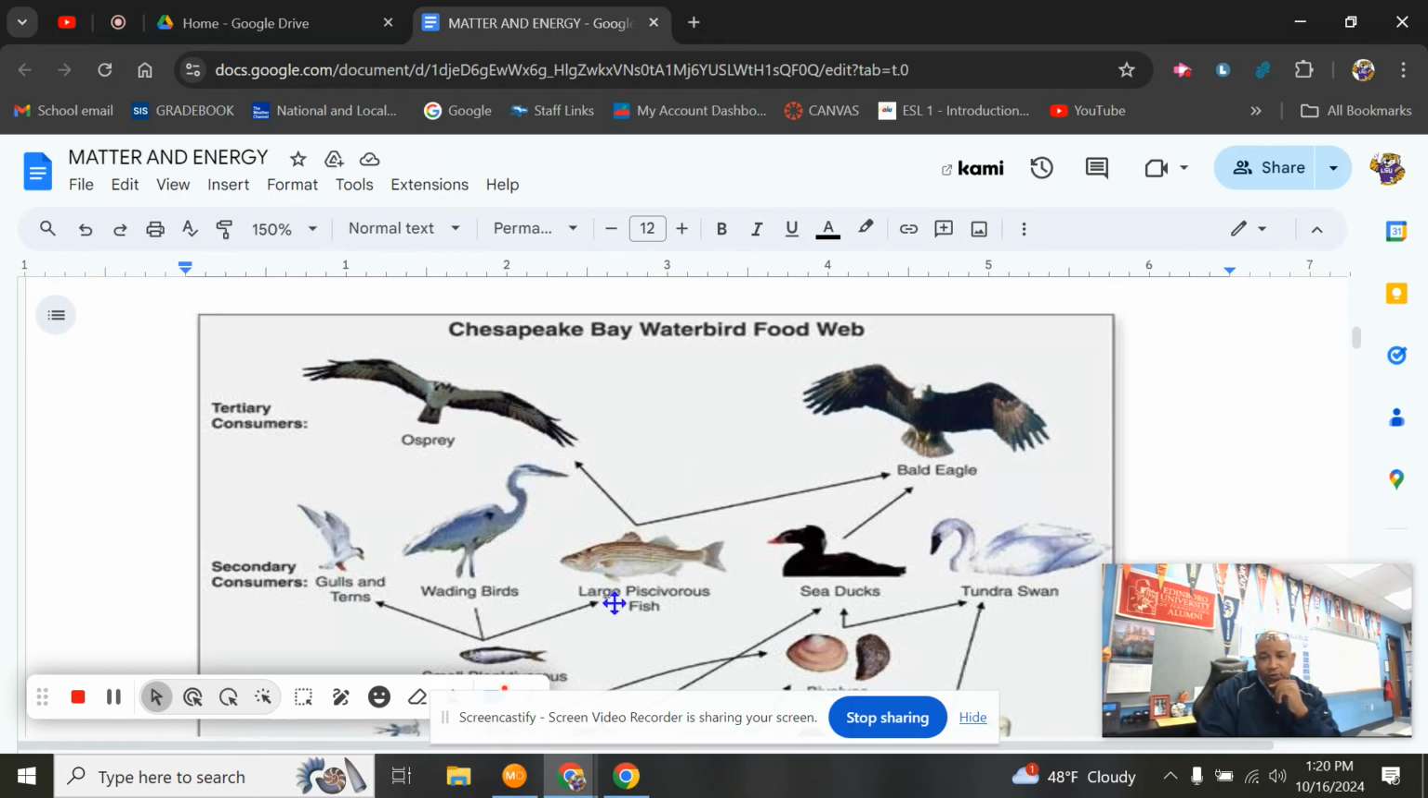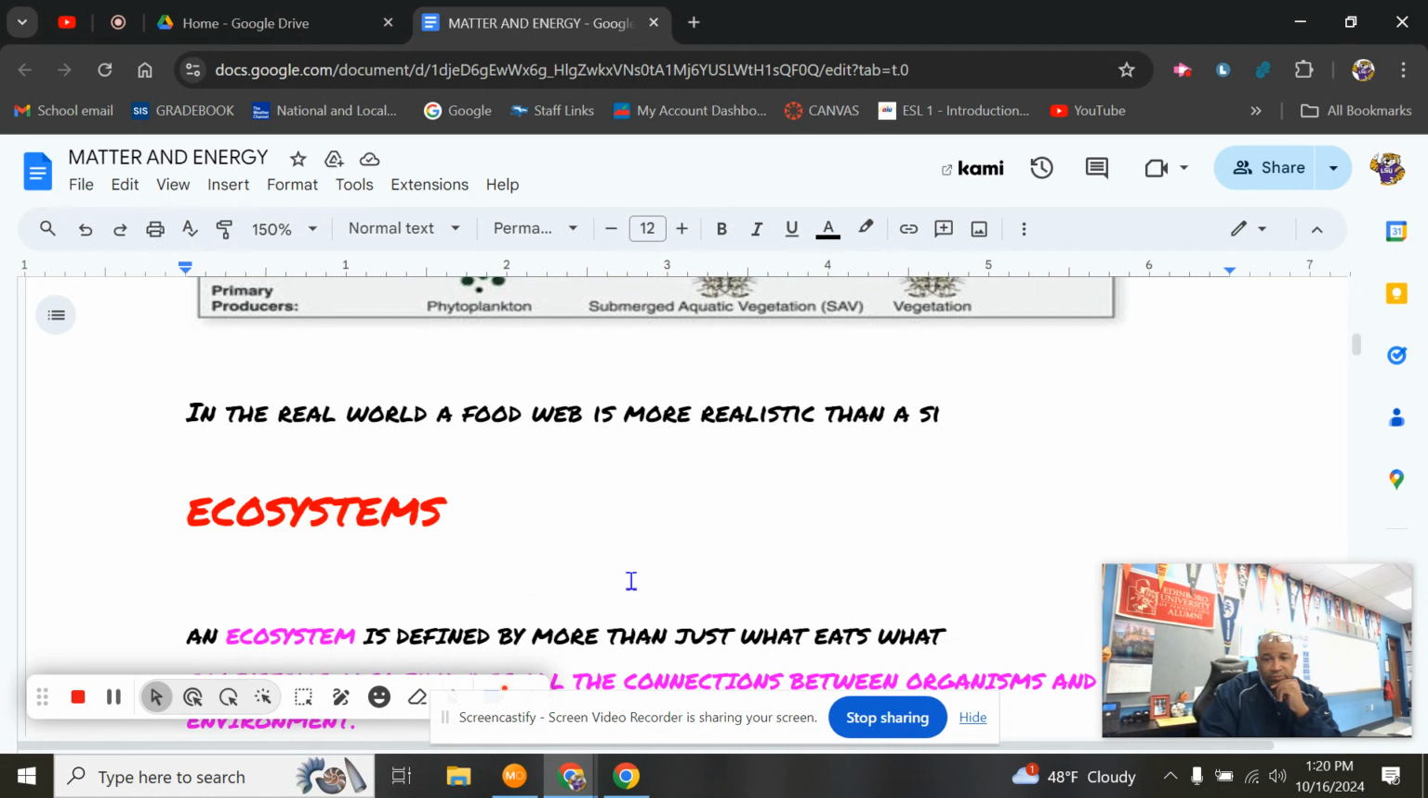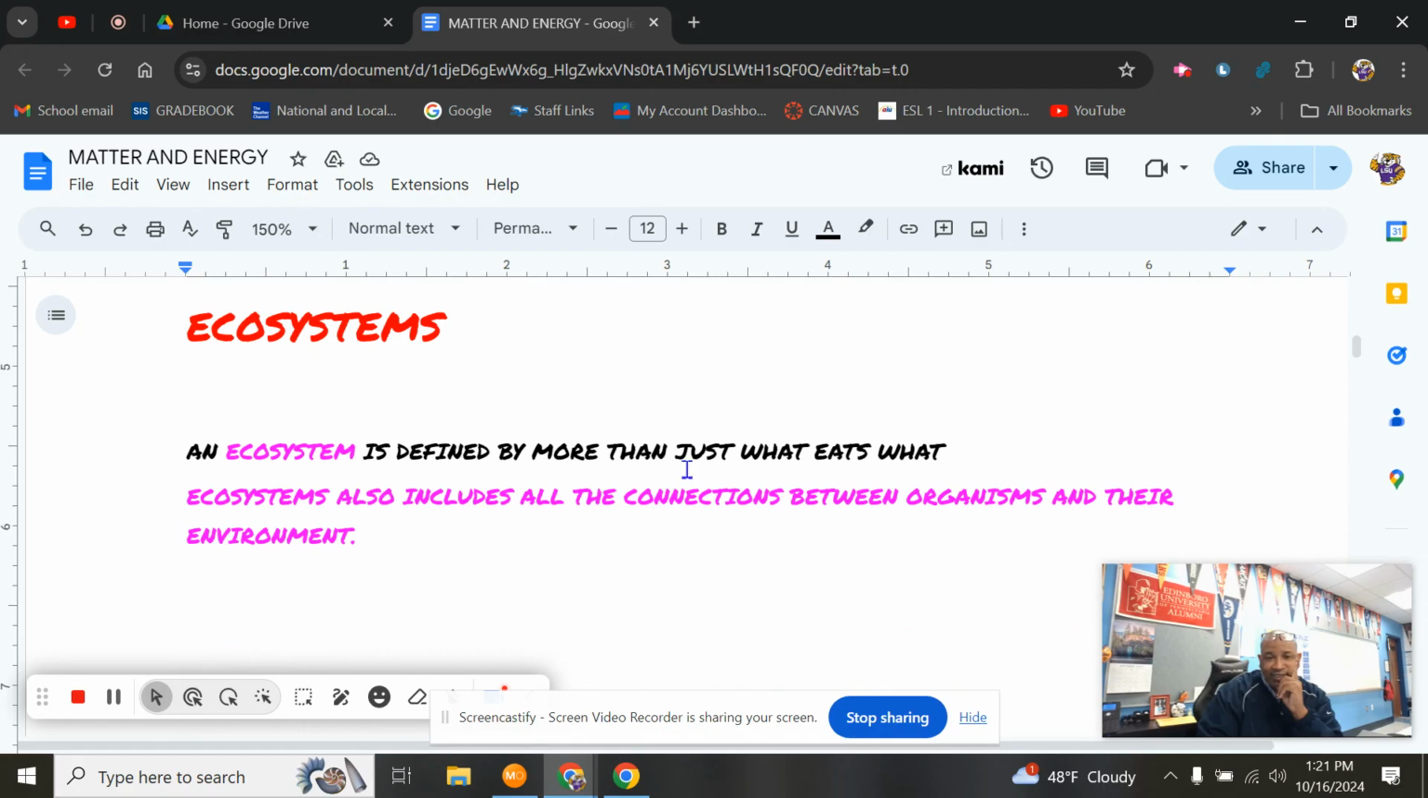A picture of a food web. This should be food chain. So in the real world, a food web is more realistic than a food chain. We might have just had an accident there.